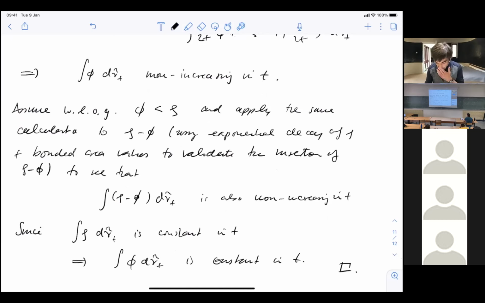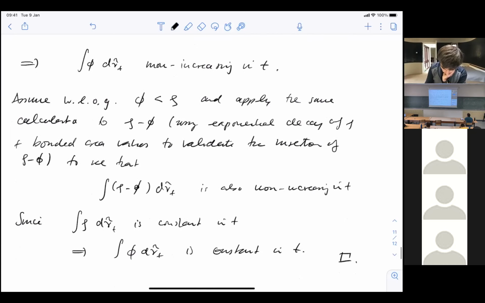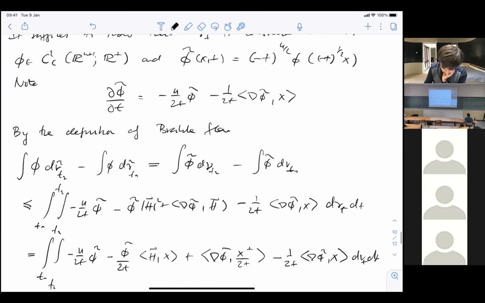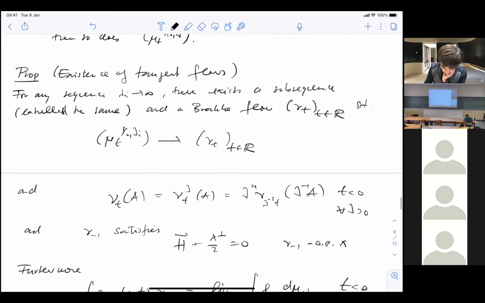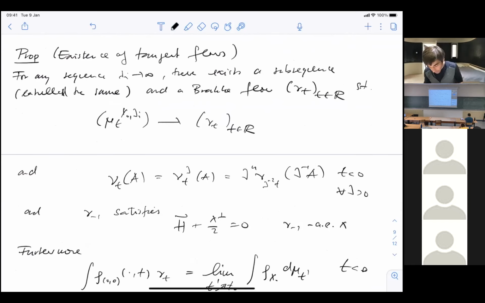So this was in the end a bit technical. But this gives a nice result that you can always look at tangent flows. You need bounded area ratios, and then you can do blow-ups and look at tangent flows. The important thing is that this tangent flow might not be unique at a point. If you have different sequences, you might see something different, but you can now use tangent flows to understand the singular set of a Brakke flow and more. Okay, so this is what I wanted to cover today.